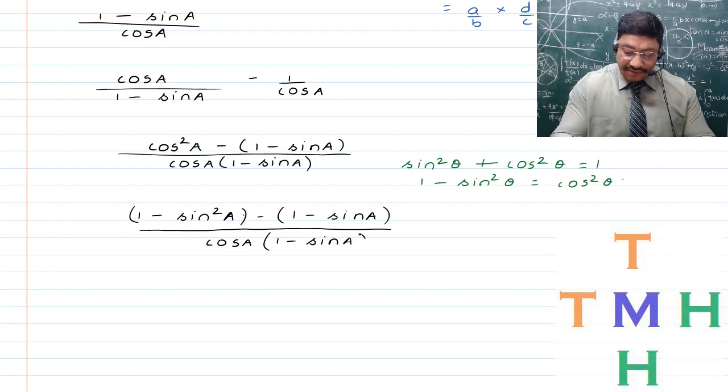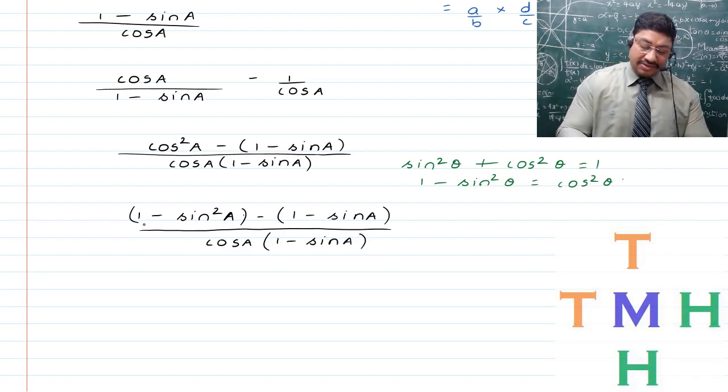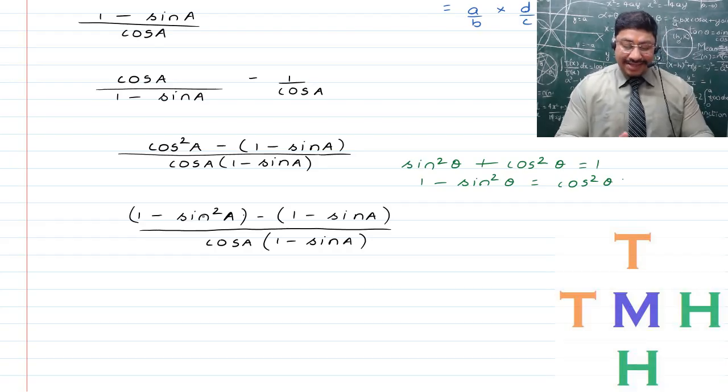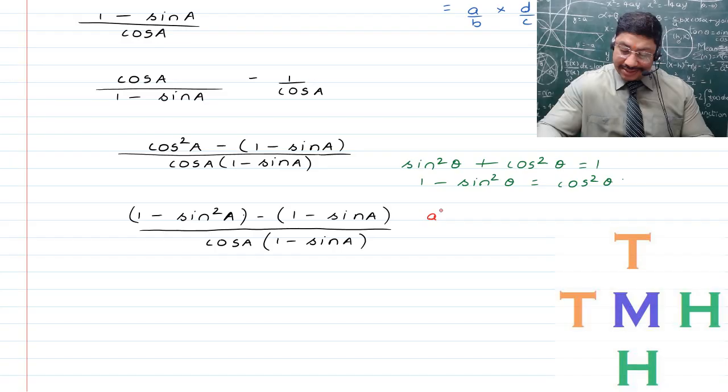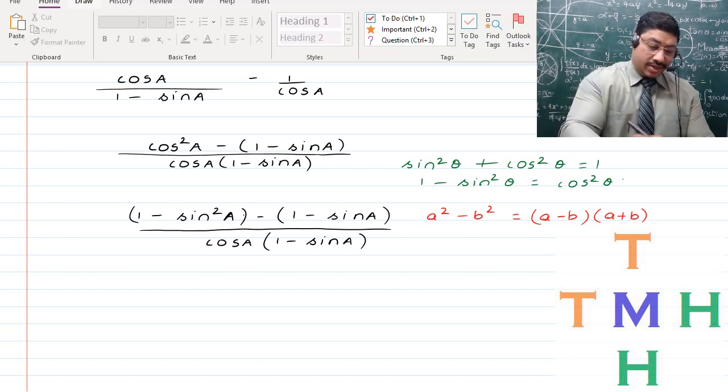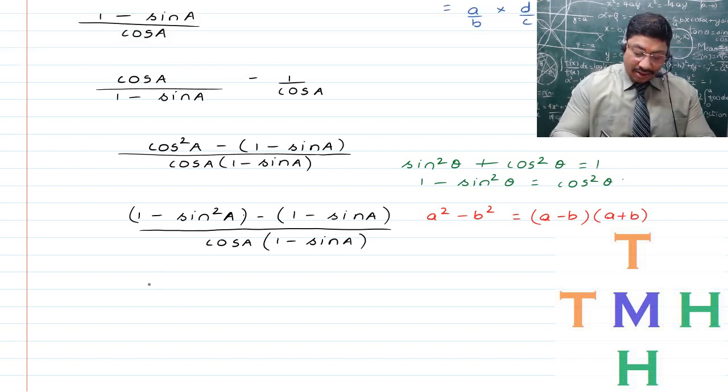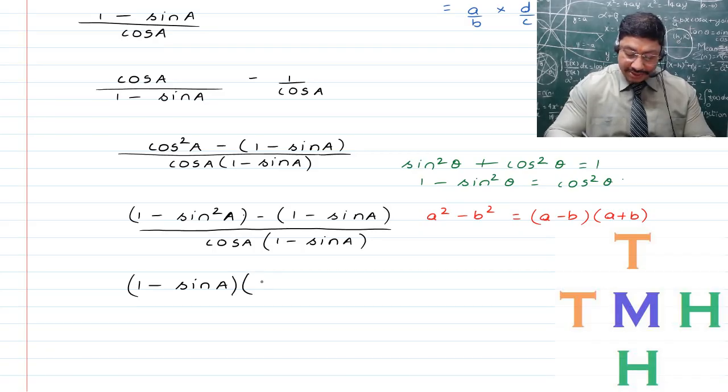Now here, children, we find one thing, that if you talk about the first term, it is actually 1 square minus sine square A, and this obviously is something like A square minus B square, and by algebraic identities we know that this is A minus B times A plus B. As such, now we keep the value, and we now have 1 minus sine A, which is going to be multiplied with 1 plus sine A, just like A plus B.